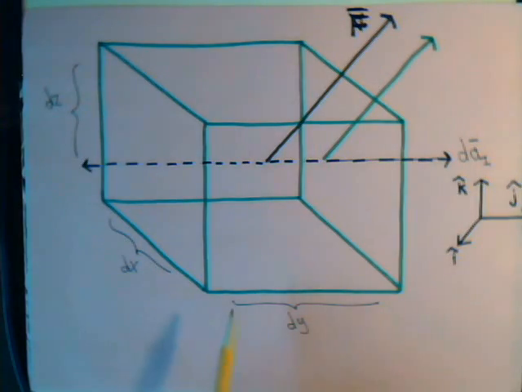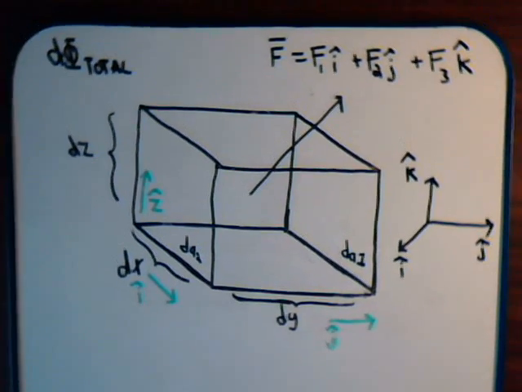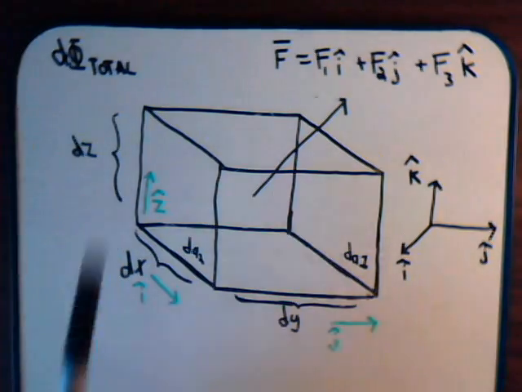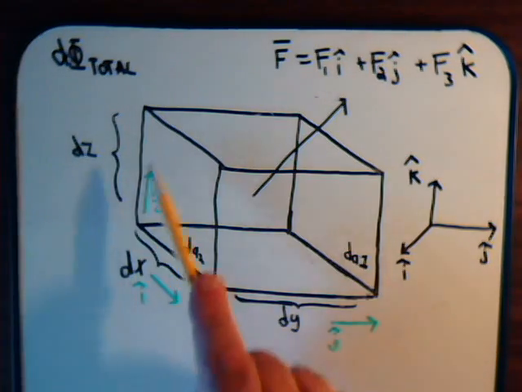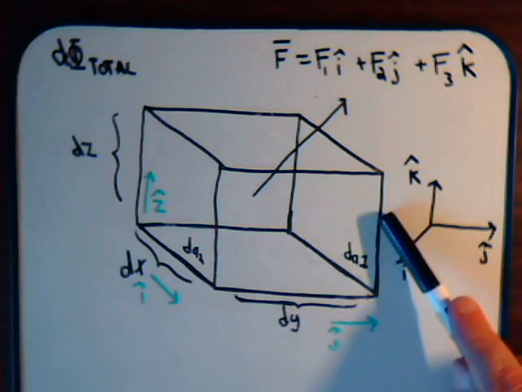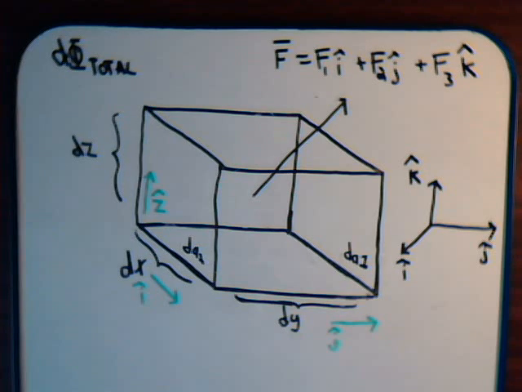In fact, let's look at this problem in more detail now. So here's our differential cube. We have sides dx, dy, dz, and the unit vectors i, j, and k. Let's say now that we want to find the differential flux for the right-hand face, and we'll do it for the left-hand face too, and add those together.